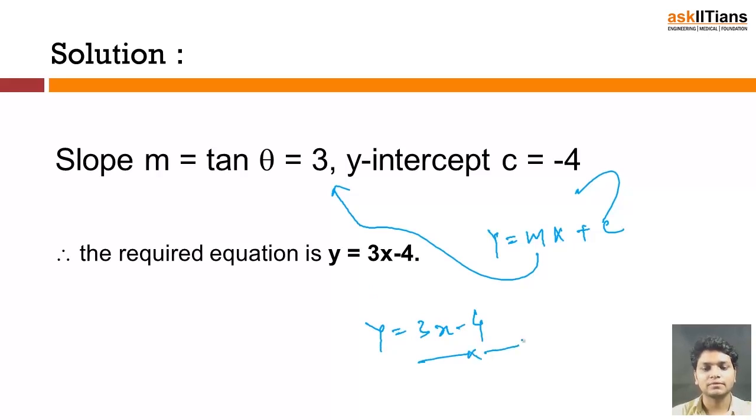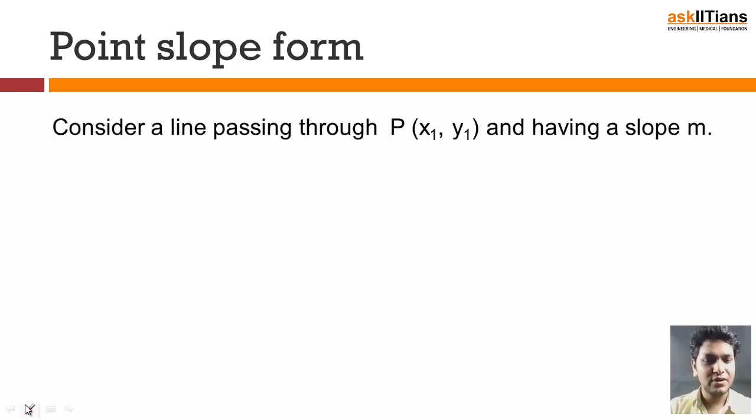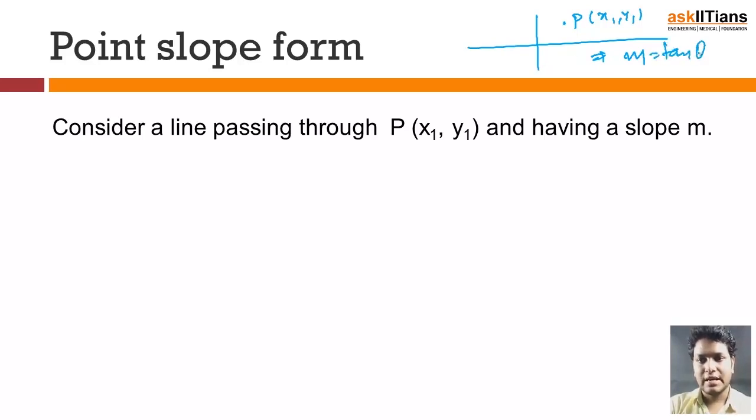hence the equation of the line y equals 3x minus 4 is the required line. Next in the series is different forms of line. So first of all, we will start with the point slope form. What do we do in this? First of all, let us try to figure out what we have. We have the coordinate axes and a point P from where the line is passing, and the specific value of slope m, that is tan of theta.